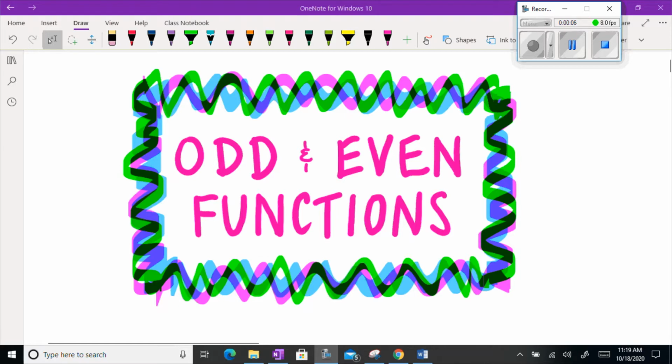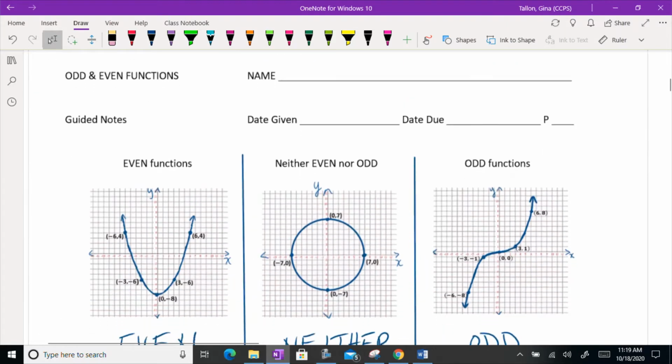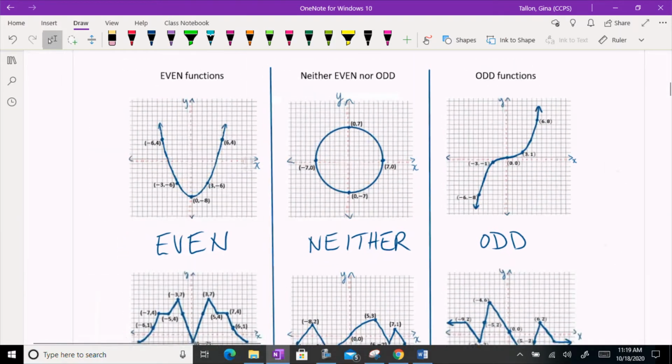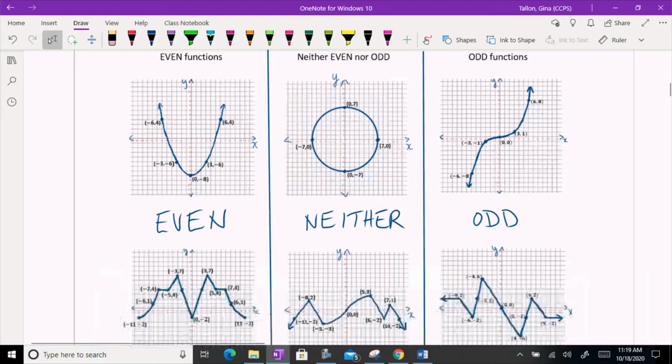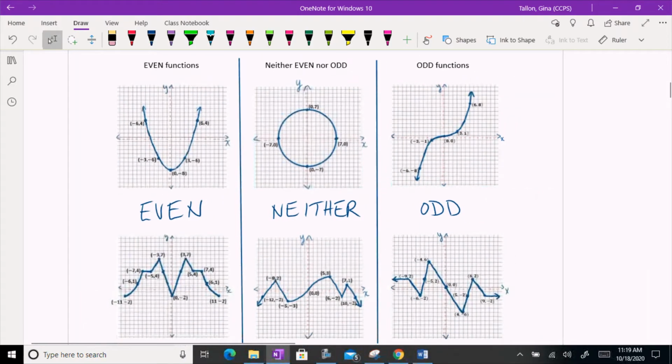Today we're going to talk about some odd and even functions. Let's take a peek at a few examples here. I have taken the liberty of creating some functions that are odd, some functions that are even, and some graphs that are neither odd nor even functions.